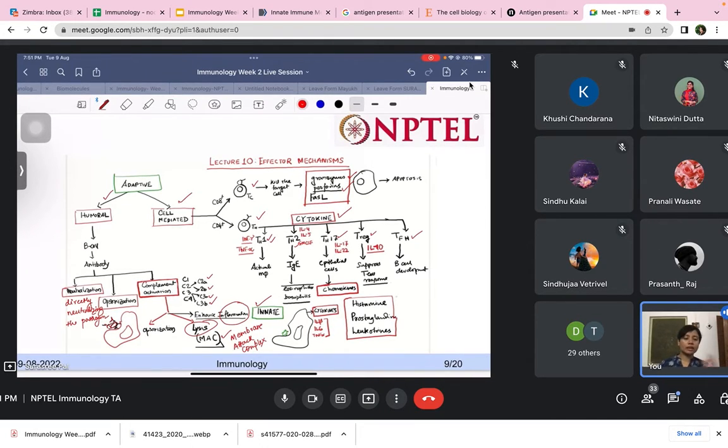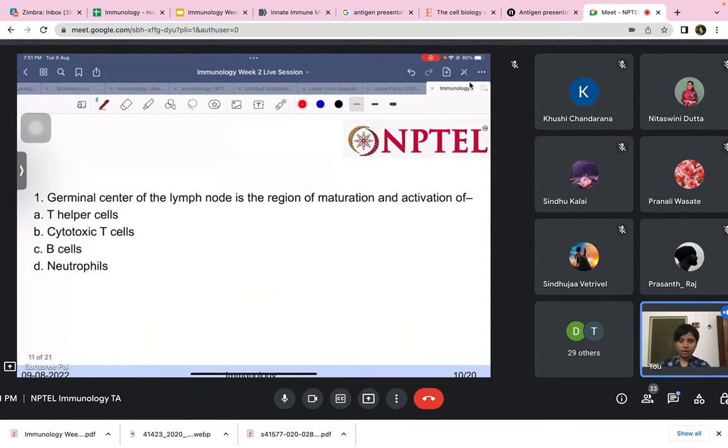Alright, so now we will quickly go through some of the questions. Please start answering. Germinal center of the lymph node is the region of maturation and activation of which of the following cells?